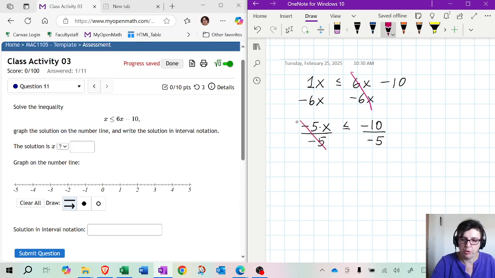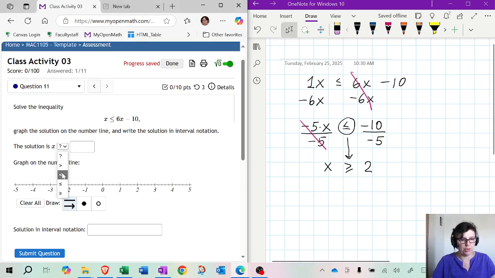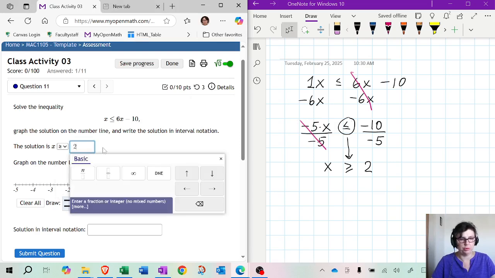So here I'm going to divide by negative 5 because I want to get rid of it and isolate x. And then this inequality is not going to stay less than or equal to. It is going to switch to greater than or equal to because I'm dividing by a negative. So on the other side is negative 10 divided by negative 5. You can use a calculator if you want. And that's just going to be x greater than or equal to 2. So here I can just say, okay, that's x greater than or equal to 2.